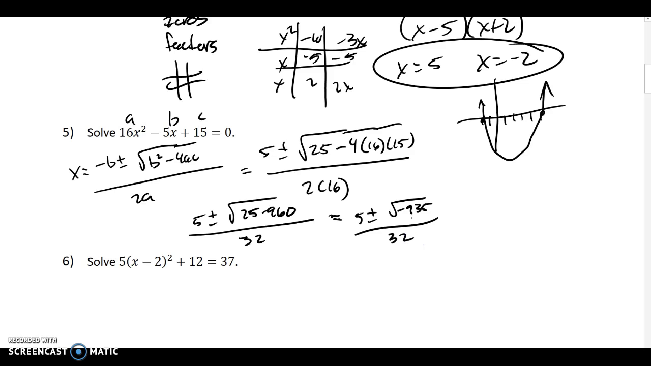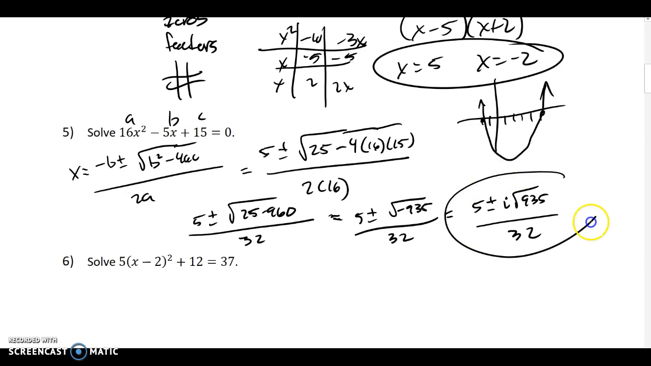And then we're going to see if we can break down 935. Yeah, I don't see any number going into this. So just double checking here. Okay, so we cannot break down 935, so we have 5 plus or minus i root 935 all over 32. Okay, I'm just checking on my calculator, we can't do it.